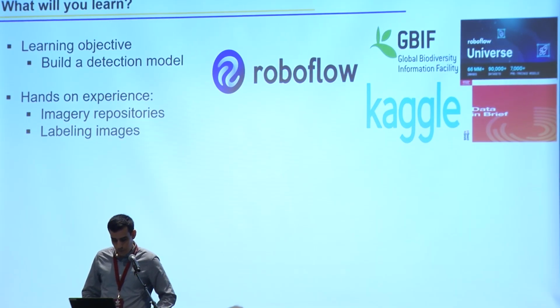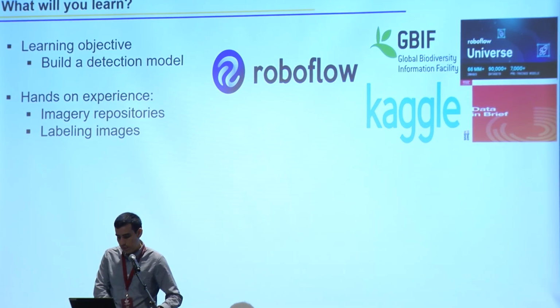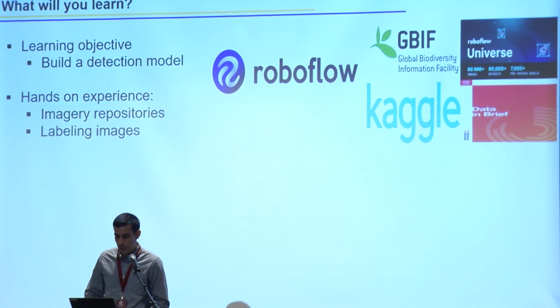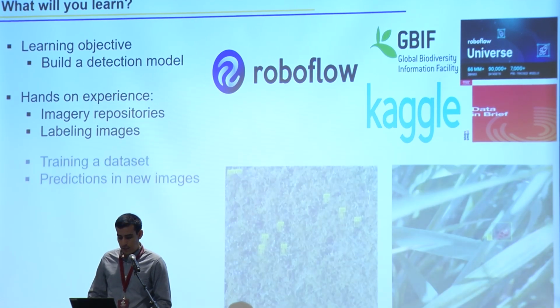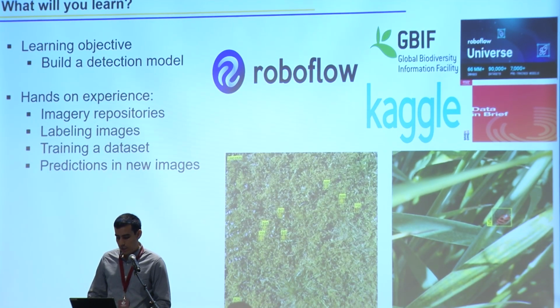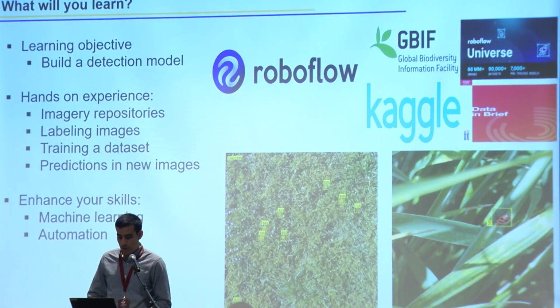We will start to show you some imagery repositories that you can use for your own research, but we are providing the dataset so you can download. You will have experience in labeling images. We will train a machine learning model that can detect, in this case, dandelions and coccinellids, that is a natural enemy that you can find in field crops. And the goal is to enhance your skills in machine learning and also give you a starting point so you can build detection models in your own research.